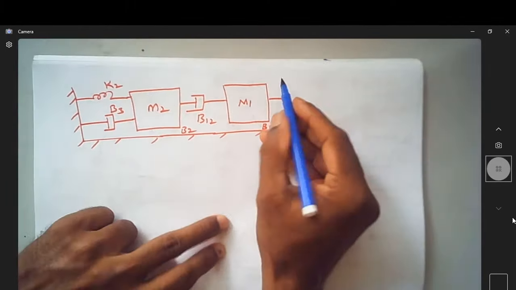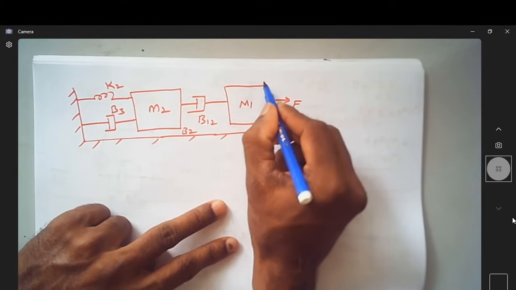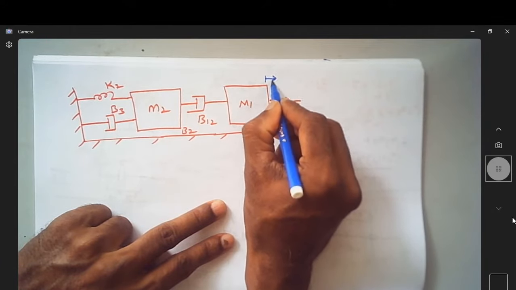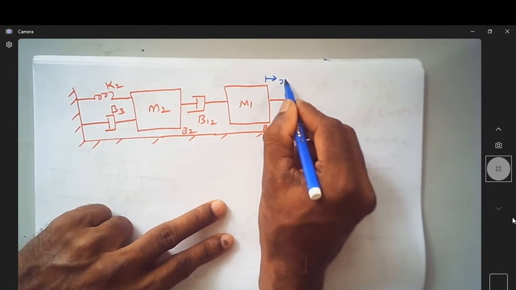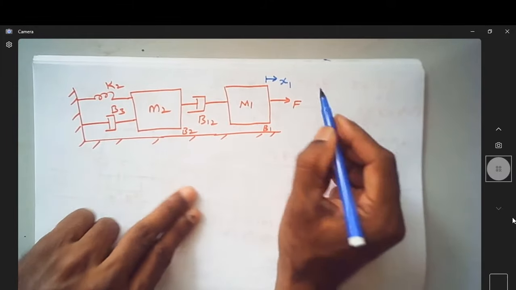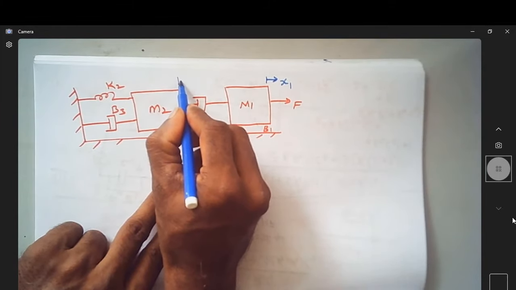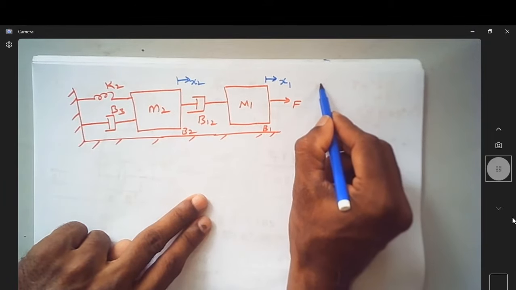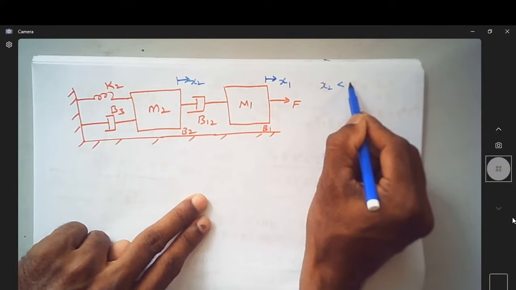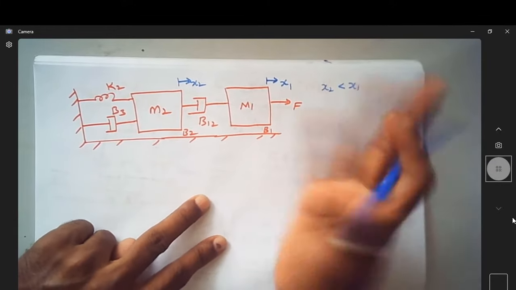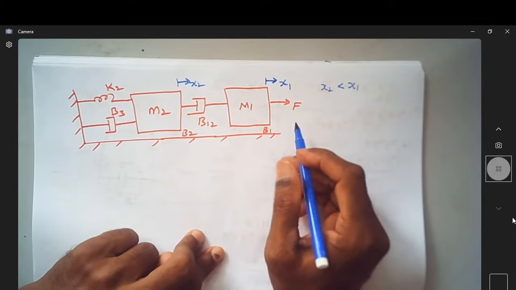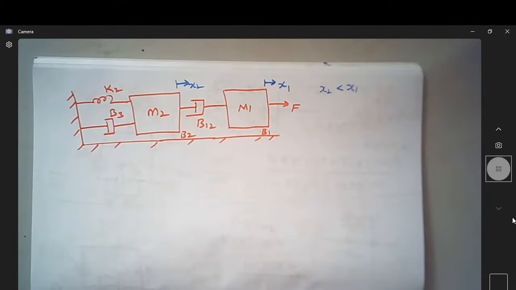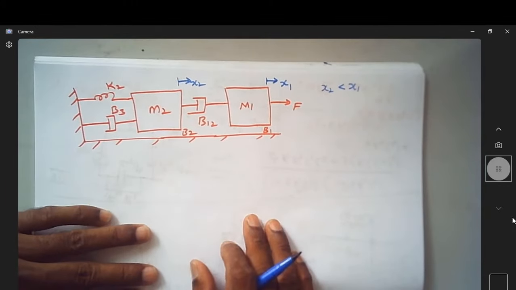Now we know that because of the applied force to m1, there will be a translational displacement in the direction of the applied force. Let me name it x1, and m2 will have a displacement of x2. Naturally the x2 displacement will be less than the x1 displacement, which is the usual phenomenon. So let us name x1 and x2 as the displacements of m1 and m2.